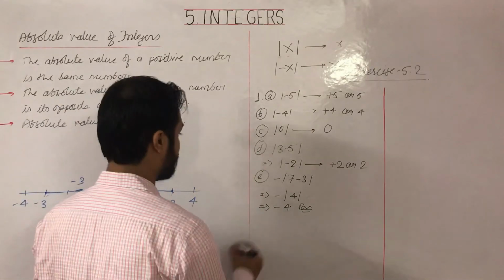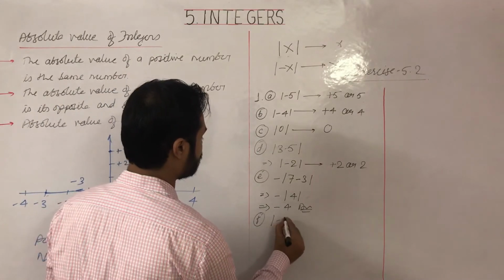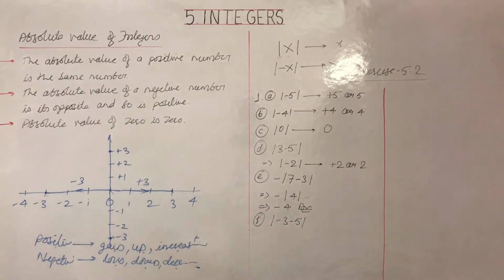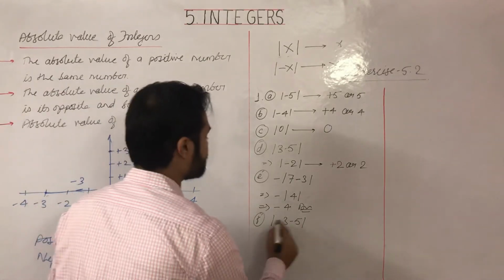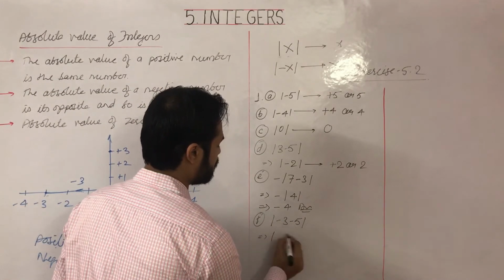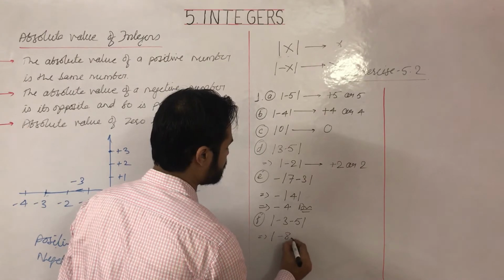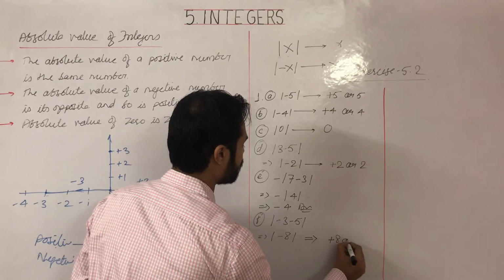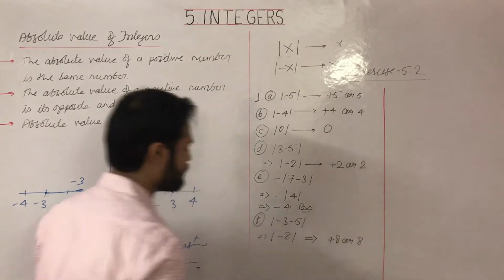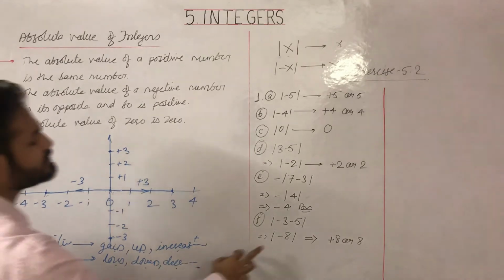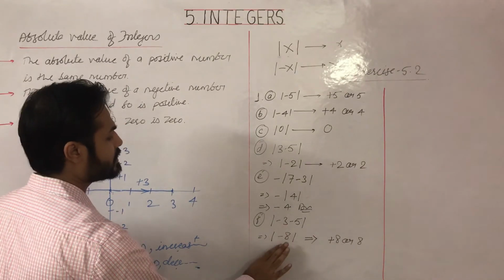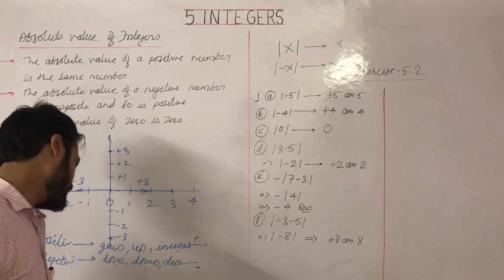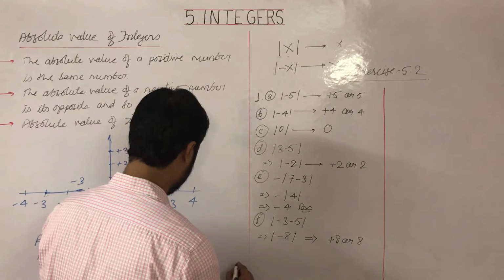Next, part F: mod of minus 3 minus 5. Now here both negative signs, minus for 3 and minus for 5, are inside vertical lines. So first of all, minus 3 minus 5 will be minus 8, and then we'll change its sign, plus 8 or simply 8. So if the sign is inside vertical lines, inside the mod, we'll change it, otherwise we are not going to change.